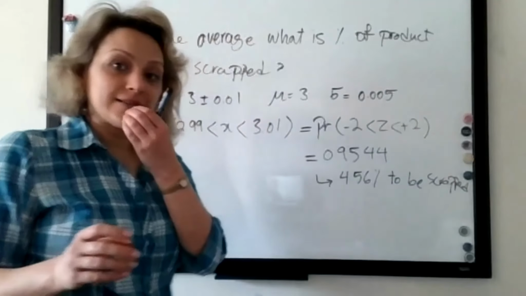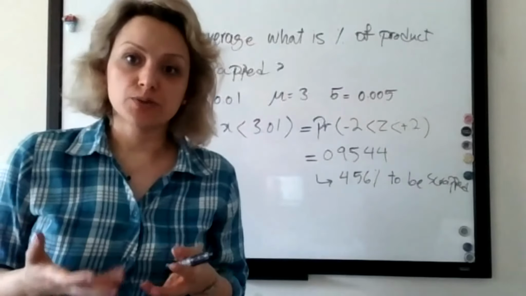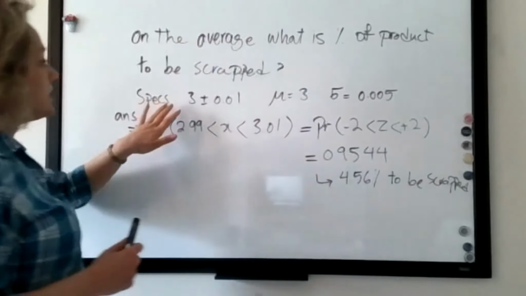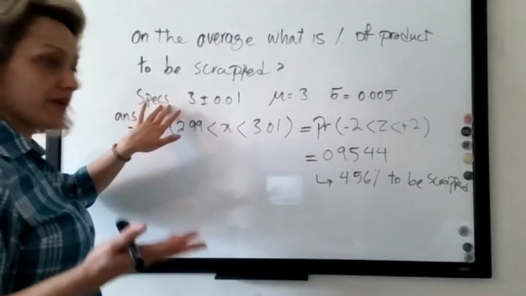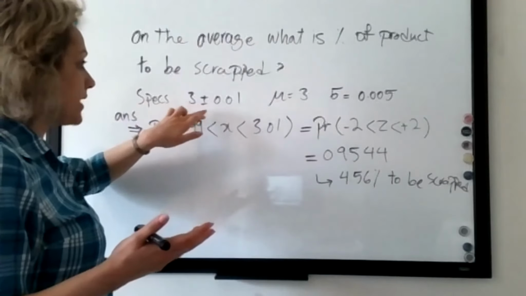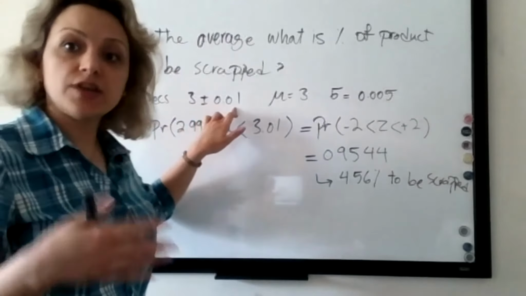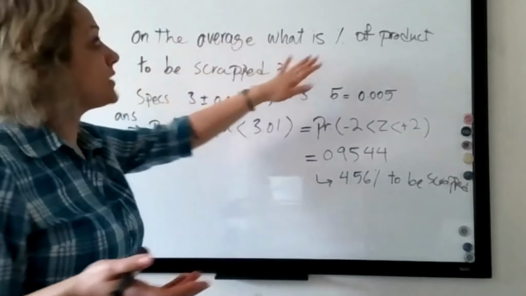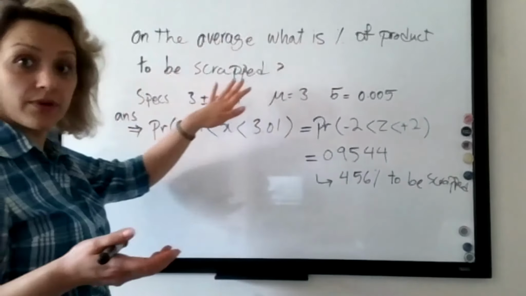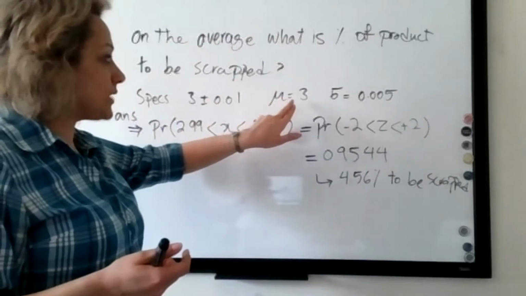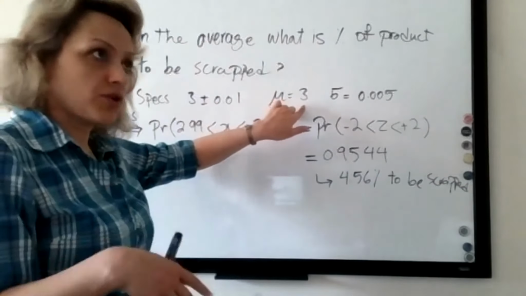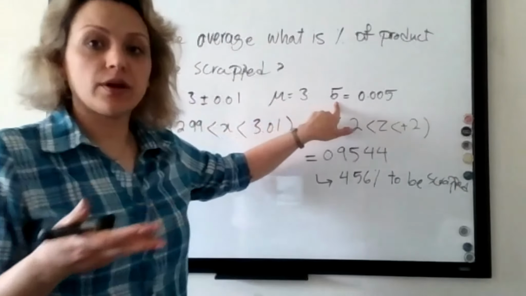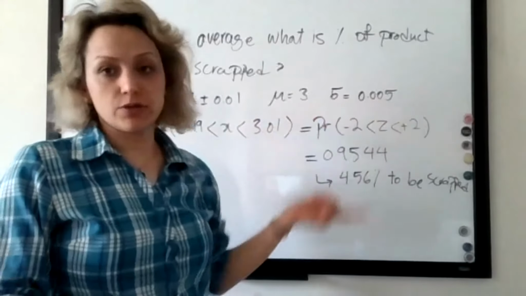Okay, so now let's look at the solution to see what we have. The information that we have is this. From the specifications, we have 3 plus minus 0.01. Out of this range is going to be scrapped. And in the question, we want to know on the average, what is the percentage of products to be scrapped, right? And then we know that mu is equal to 3 from the historical data. You can see it from here as well. But for the sigma, we need the historical data. So the sigma is going to be 0.005.